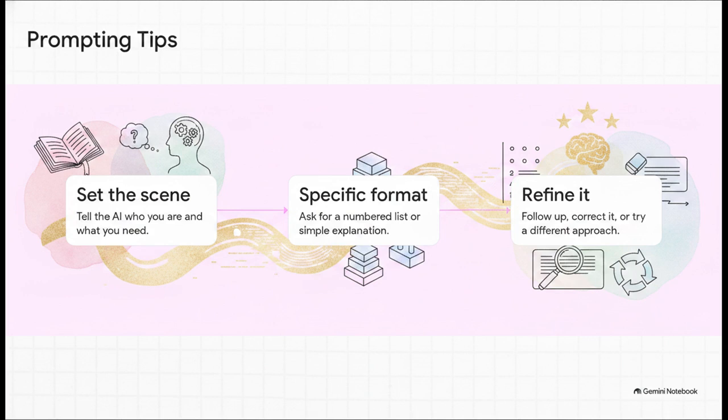And step 3, refine as you go. Remember, this is a conversation. If the AI gives you an answer that's still a bit too complicated, you can just reply, "Can you explain that a bit more simply?" The AI never gets tired, it never gets frustrated, and there is absolutely no limit on the number of questions you can ask.